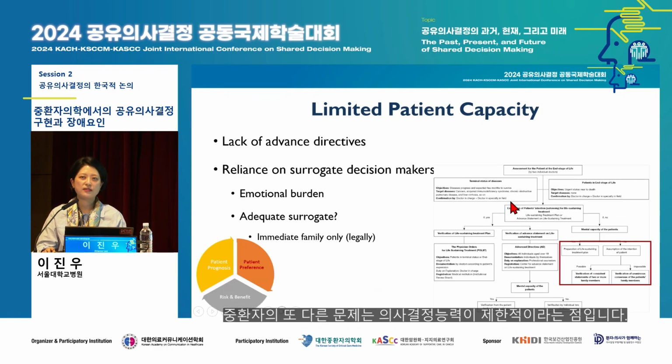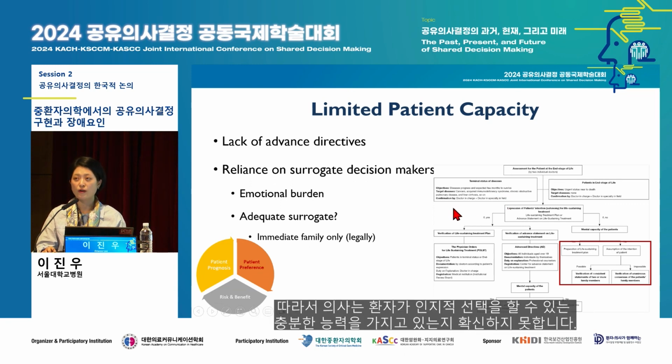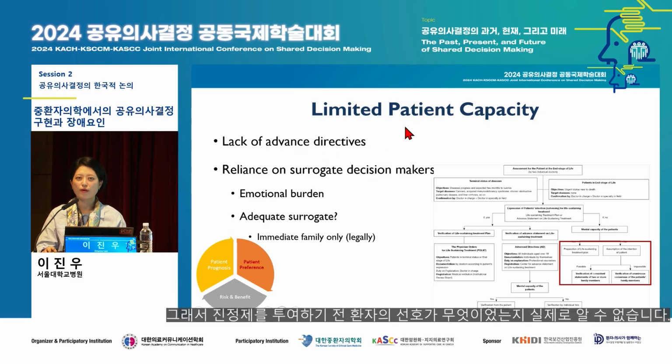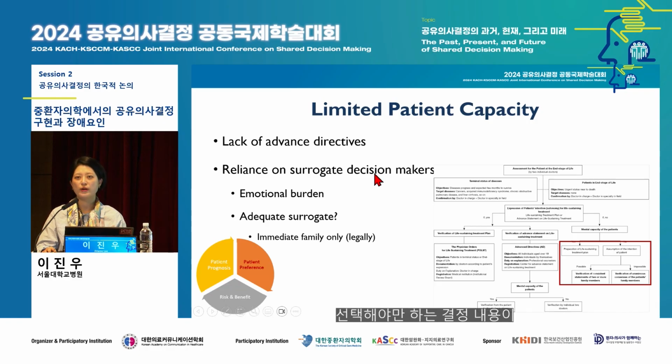Another problem of patients in the ICU is they have a limited capacity to make their own decisions. They could be intubated, they could be sedated. There are multiple reasons we're not sure that they have the full capacity to make good cognitive choices. But the problem is that they don't have an advance directive, so we don't actually know what their preferences were before they were sedated. So we tend to rely on their surrogate decision makers, which is problematic because it could be a very huge emotional burden on them. They have to make choices that usually mean life or death.